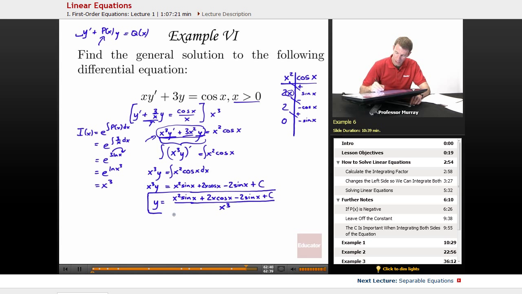So that's as far as I can take it for this one. The reason is because I don't have an initial condition. All I have is the differential equation. So if I had an initial condition, I would use that to find the constant. I would use it at this step. Let me write that down. You would use the initial condition.